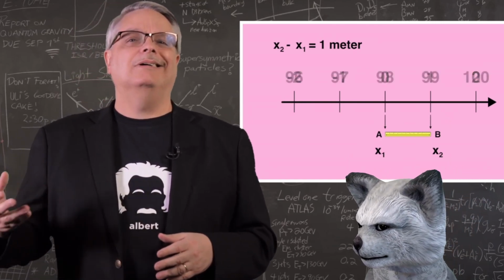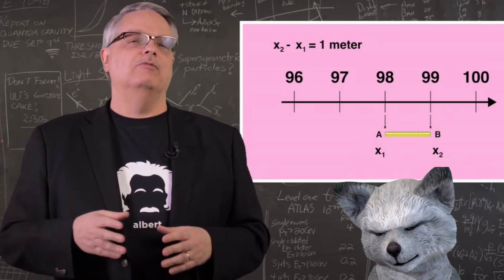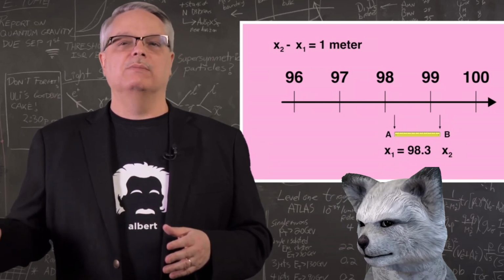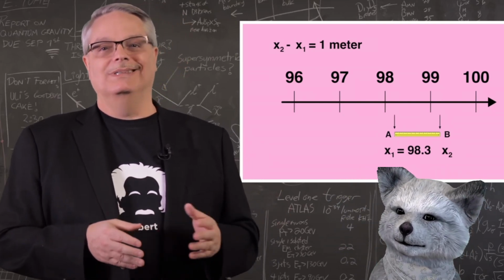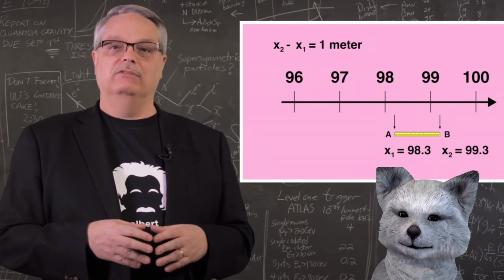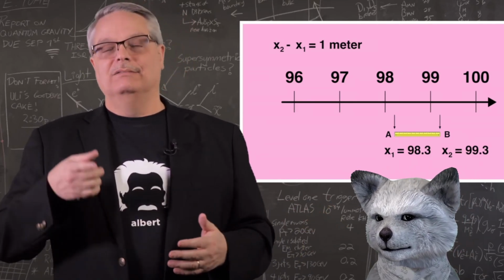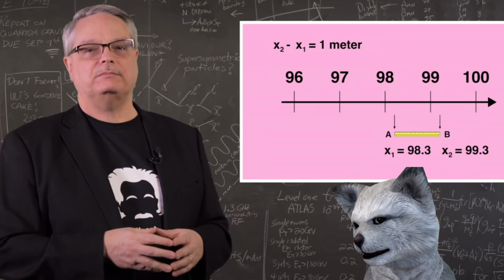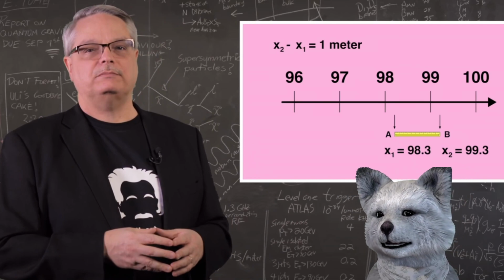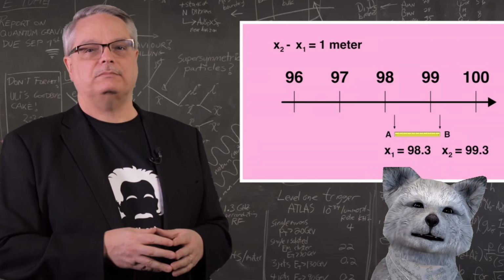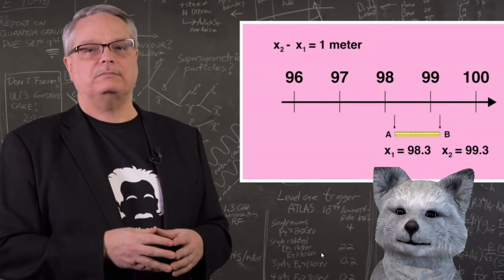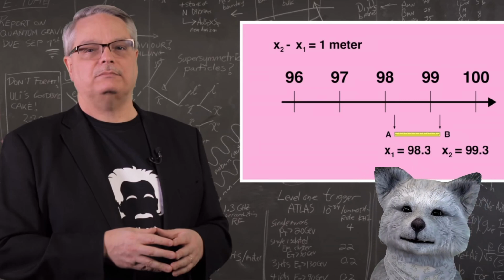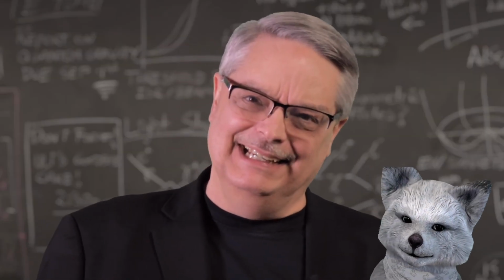Now you could have picked other locations. x1 could have been at 98.3 meters, which means that x2 would be at 99.3 meters, and if you subtract those, again, you get 1 meter. And if you're measuring a boat and it's moving at a constant speed, then its base measurement would be the same, right? Yeah, I know.